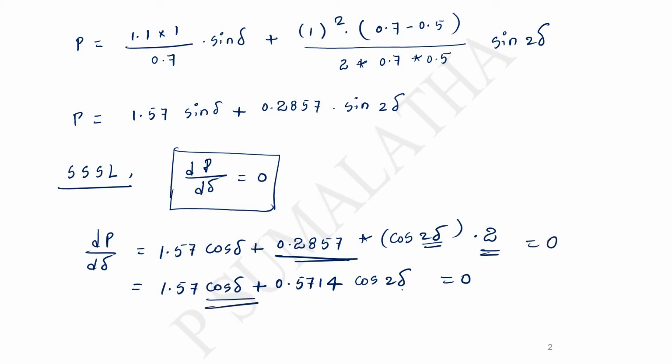This is cos del and this is cos 2 del. So we cannot proceed for any further simplification in this form. So let us rewrite this as 1.57 cos del plus 0.5714 cos 2 del. I am going to write cos 2 del as 2 cos square del minus 1. So now this is equal to 0.